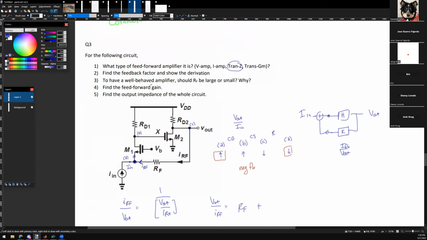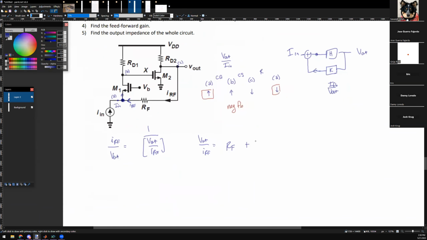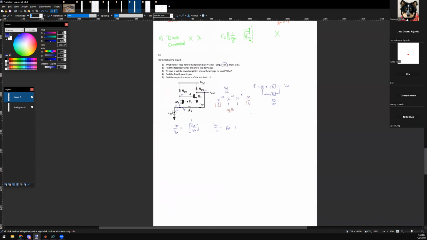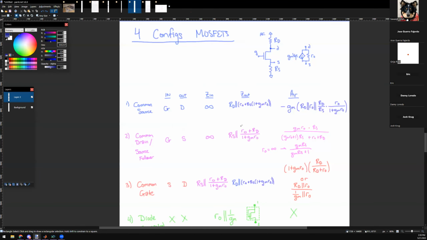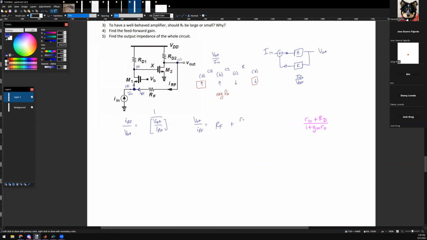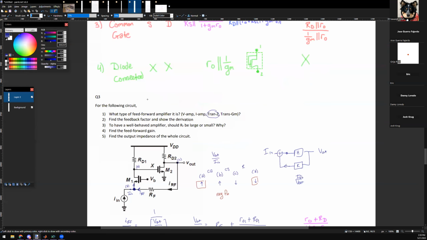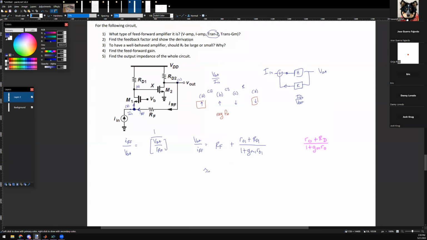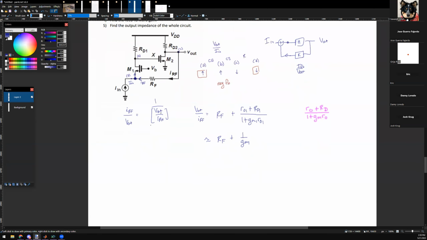Do I assume channel length modulation? Yes, I do. So then I have to do the impedance looking up into the source. I think if I look into the source, I get this. So I get R naught 1 plus RD1 divided by 1 plus GM1 R naught 1, I think. Or if I assume no channel length modulation, this approximates to this. And then I think this guy's answer for the vector K is this.